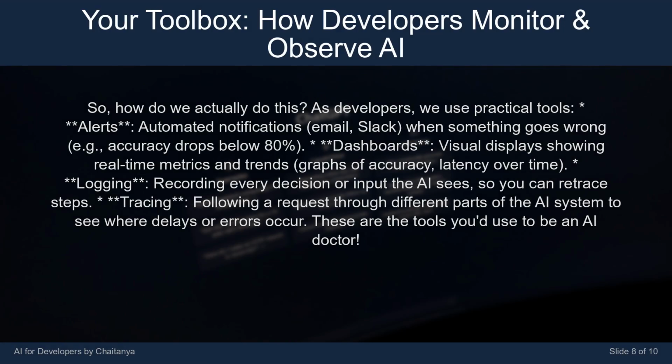So, how do we actually do this? As developers, we use practical tools. Alerts: automated notifications, email, Slack, when something goes wrong, e.g., accuracy drops below 80%. Dashboards: visual displays showing real-time metrics and trends, graphs of accuracy, latency over time. Logging: recording every decision or input the AI sees, so you can retrace steps. Tracing: following a request through different parts of the AI system to see where delays or errors occur. These are the tools you'd use to be an AI doctor.